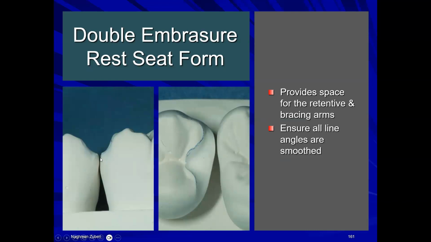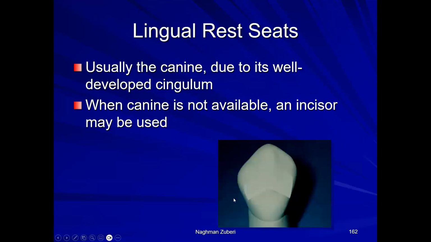We usually go for double embrasure rest or double embrasure rest seat form when we will be placing two clasps adjacent to each other. This is the lingual rest seat on the canine. Usually we select a canine, but if the canine is not coming at the right angle, in case of placing the indirect retainer, then we choose the central or lateral incisor.